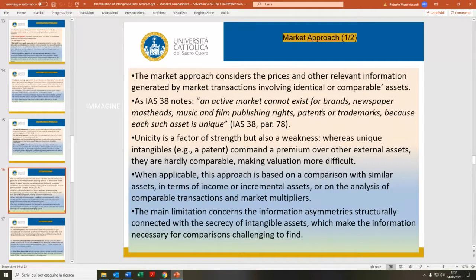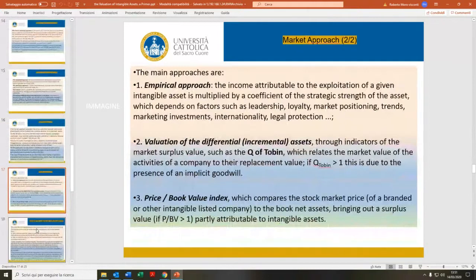Unicity is a factor of strength, also a weakness. If it is unique, then the intangible asset is difficult to compare. When this market approach is applicable, it is based on the comparison with similar assets. But also this is going to incorporate, again, some information asymmetries. We can have within the market approach, again, an empirical approach. The income can be attributed to the exploitation of a given intangible asset.